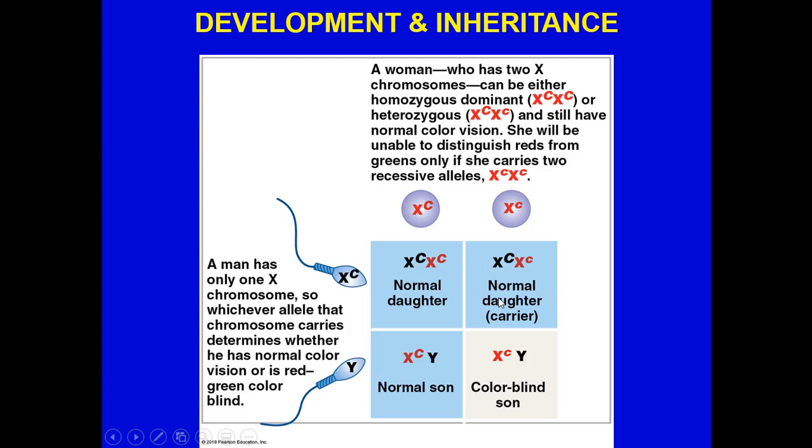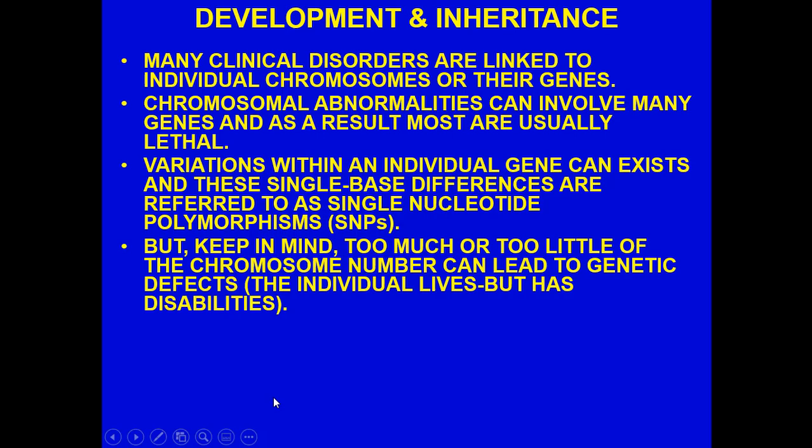Okay. We're wrapping this up soon, but we want to talk about a few things. There are a lot of clinical disorders that are linked to individual chromosomes or their genes. Chromosomal abnormalities can involve many genes, and as a result, most are usually lethal. This is a sad thing that does occur. Variations within an individual gene can exist, and these can be single base differences. They're referred to as single nucleotide polymorphisms, or SNPs.